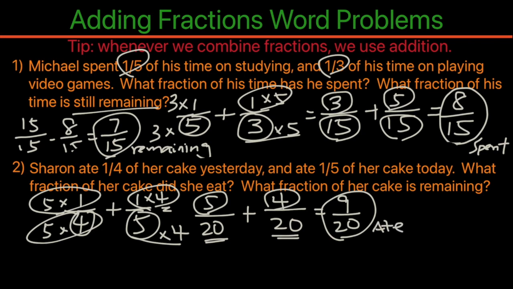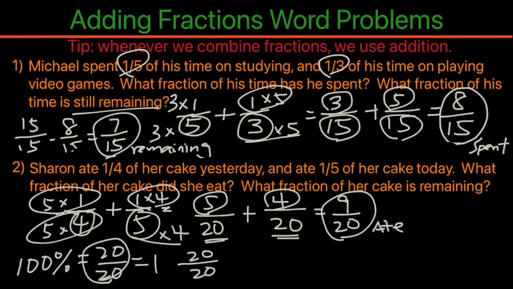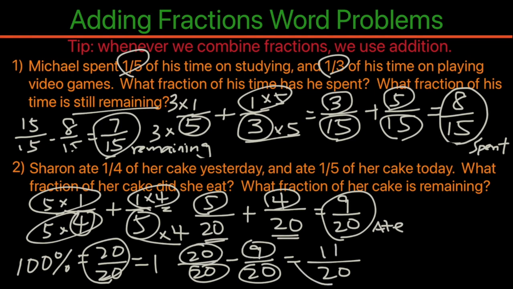And the second question asks, what fraction of her cake is still remaining? So 100% of her cake is 20 over 20. That's 1 whole. So we can take that 20 over 20 minus 9 over 20. And since the denominators are the same, we take 20 minus 9, and that becomes 11. So the cake that's still remaining is 11 over 20.